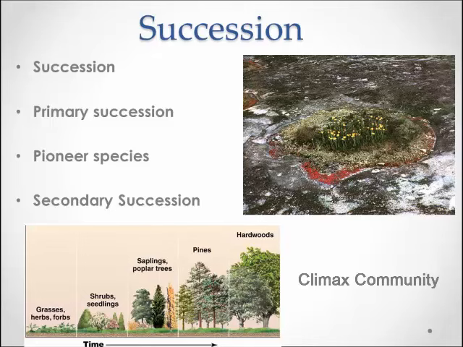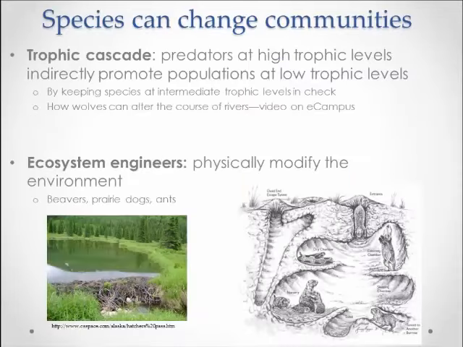Secondary succession follows a disturbance that has removed much but not all of the biotic community. Secondary succession would follow after a tornado, hurricane, or flood. Succession will ultimately lead to a climax community, which is a community that remains in place until some disturbance starts the succession cycle again. Species themselves can also change communities as well.